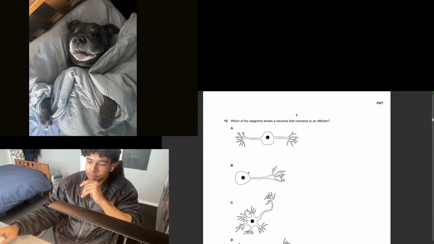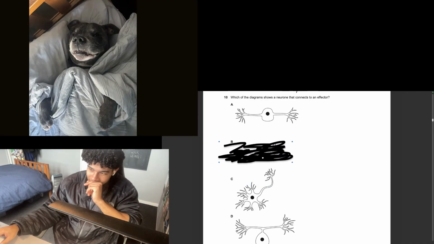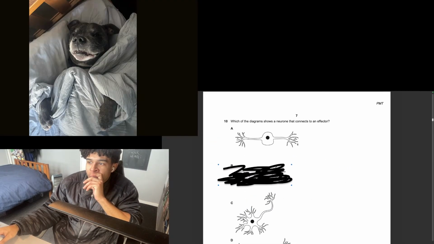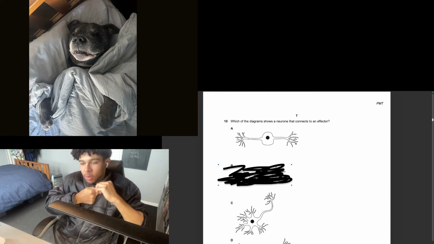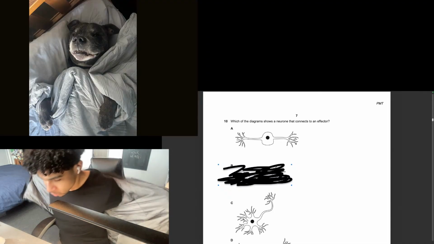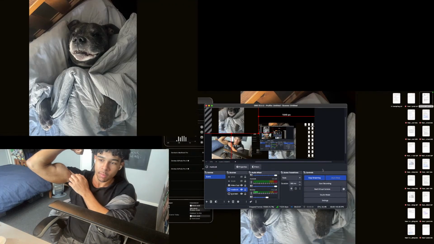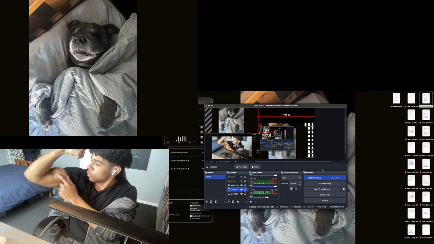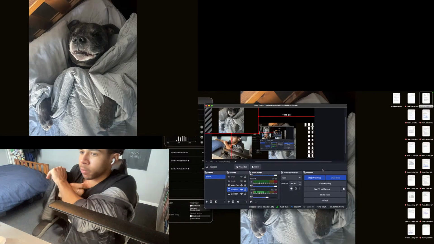Okay. This isn't a neuron. I don't know what that is. That's just funny. An effector is a muscle. Hold on. Let me show an example of what an effector is. An effector, yeah. You've got the vein popping through. Okay. I'm going to stop now because I'm not funny.